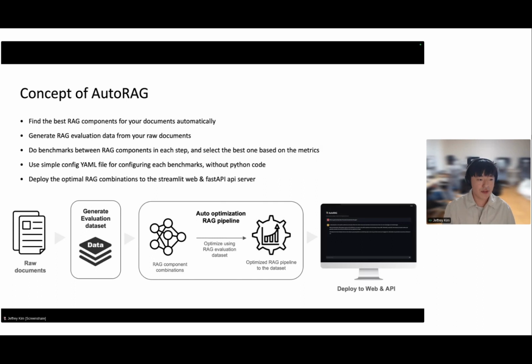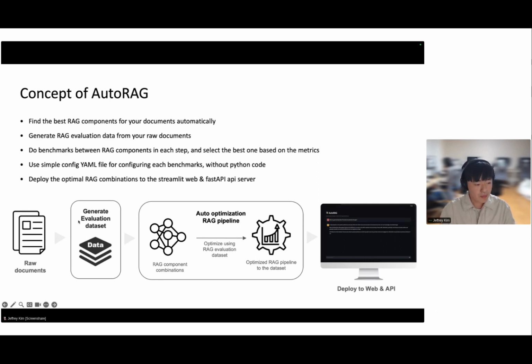Here is the brief concept of AutoRAG. AutoRAG is an AutoML tool which finds the best RAG components for your documents automatically. So you don't need to implement all RAG components one by one.